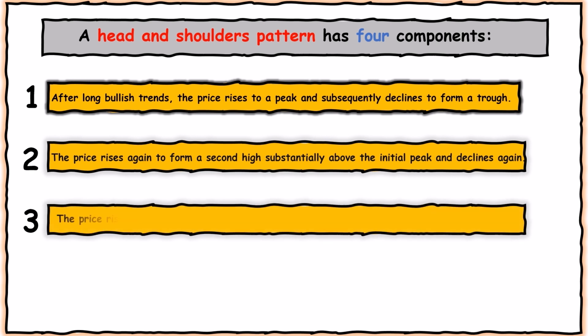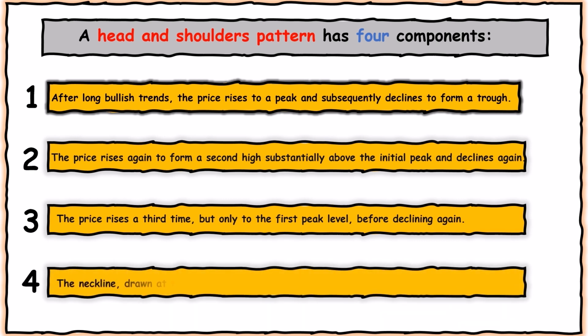3. The price rises a third time, but only to the first peak level, before declining again. 4. The neckline, drawn at the 2 troughs or peaks.